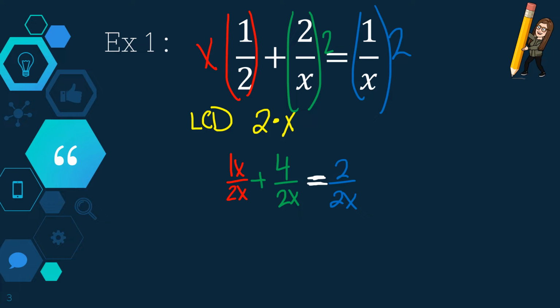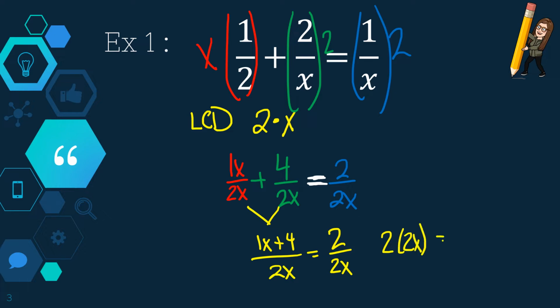Now let me show you why. Let's pretend like I don't know that, okay? If I did not know that, here's what I would do. On the left side, I would combine, right? I would have a 1x plus 4 over 2x equals 2 over 2x, right? And let's say I forgot about that common denominator. I didn't know that rule. I would cross multiply, right? So you don't have to write this yellow part down. Let's just talk about it. Okay, 2 times 2x equals 2x times x plus 4.